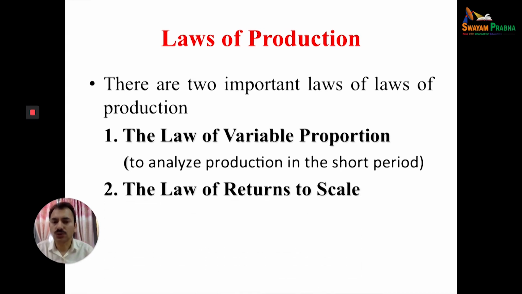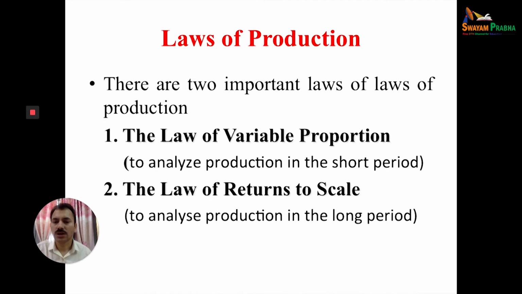Law of returns to scale. Returns to scale is when the whole scale of production changes or can be changed. When all factors of production are variable, there is no constant factor to analyze the production function in the long run. Long run means all factors of production are variable, including capital. There is no fixed factor of production.